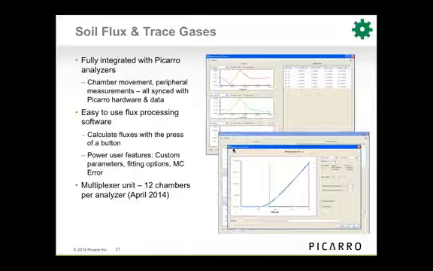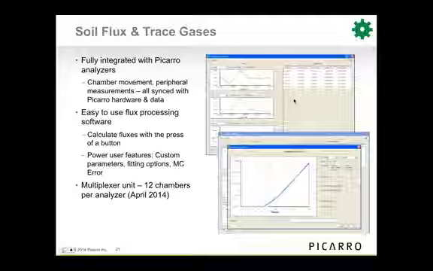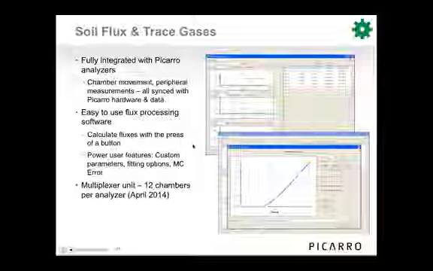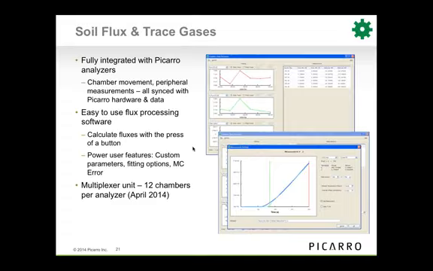We have an easy-to-use processing software afterwards that lets you, with the click of a button, take all your Picarro data and all your chamber open and closed data, combine it all together, and calculate all your fluxes on the fly. So that's what you're seeing here on the right. It has a good amount of power user features as well, so you can do custom parameters for your chamber and for your fitting functions. It also has a full Monte Carlo error analysis feature in it. And the last point I wanted to make is that we have a multiplexer unit that's going to be ready in April of this year, and that'll allow people to do up to 12 chambers per Picarro.